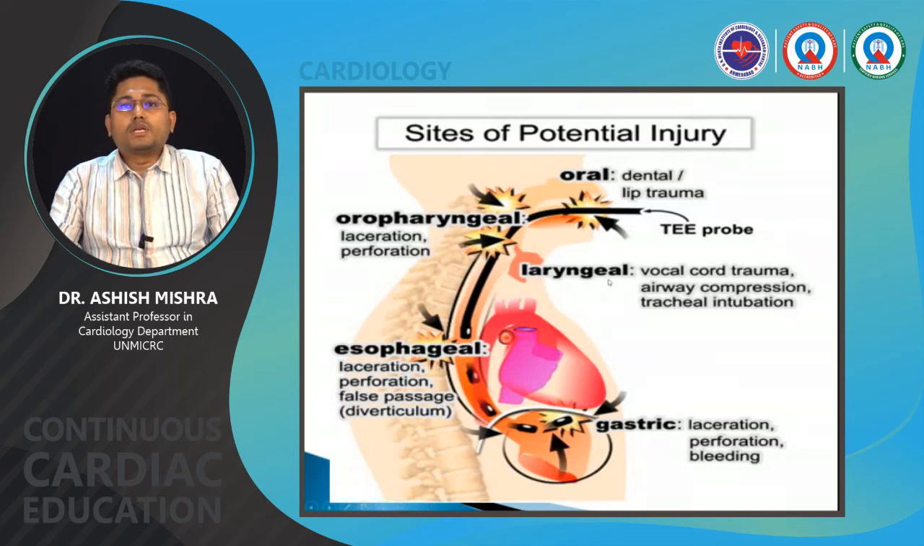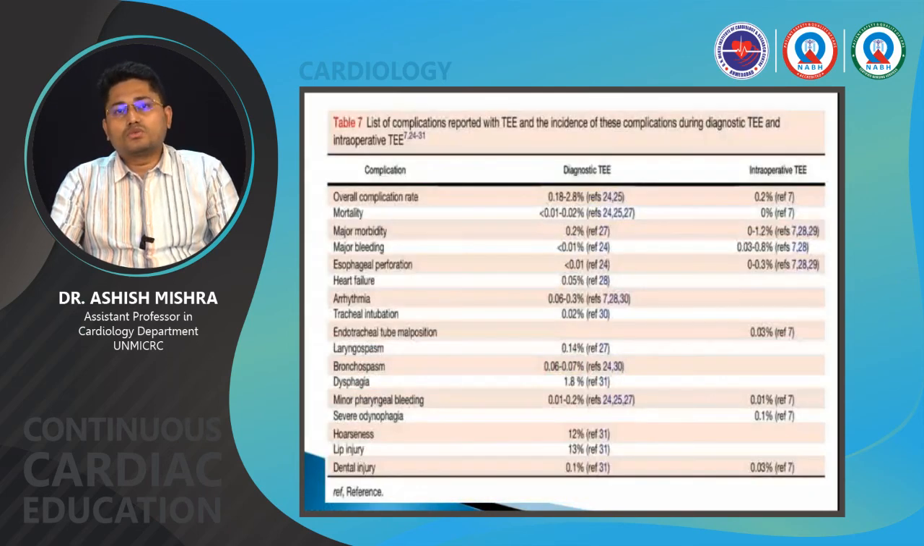Also, if the probe gets malposed at the laryngeal level, we can have vocal cord trauma, airway compression, and also accidental tracheal intubation, where the patient can have acute decompensation. At the gastric level, we have already discussed there can be laceration, perforation, and bleeding while negotiating the probe through the gastroesophageal junction.